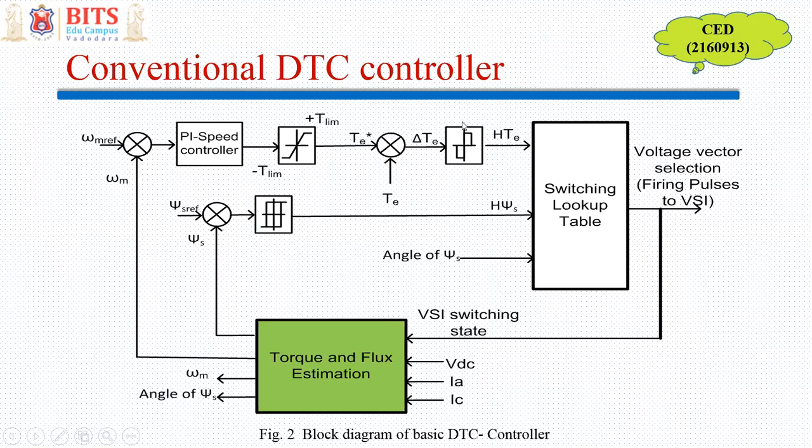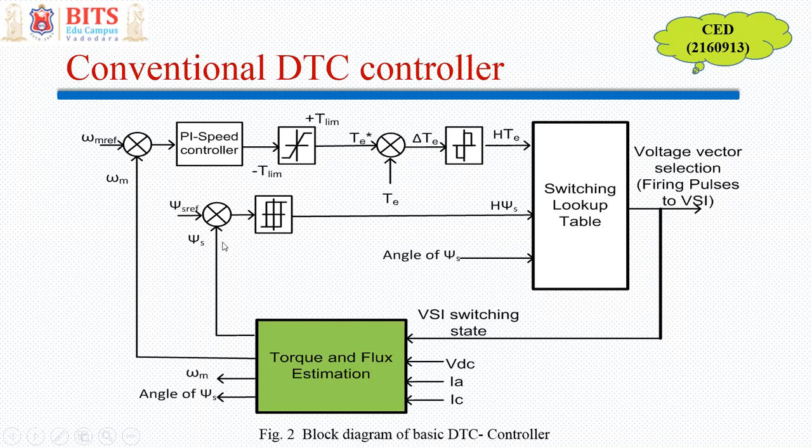Torque error is processed by a hysteresis band torque controller. Hysteresis band torque controller means checking whether the torque error is within the limit, less than the value, or greater than the value. If it is greater, it will produce +1. If it is within the band, then it will produce the signal 0. If it is less than the band value, then it will produce -1.